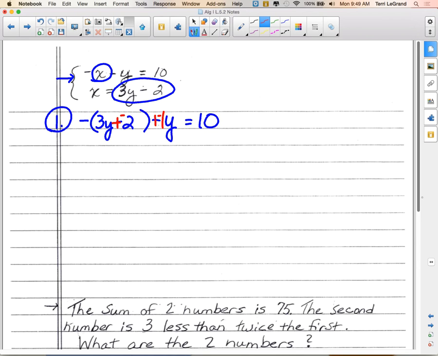Now, look at our statement we have here now. Look at our equation we have here. Do we have both x's and y's? Do you see any x's anymore in number 1? It's just y's. That's a good thing. That's what we want. We can't have both variables involved or it's going to be trouble trying to solve it.